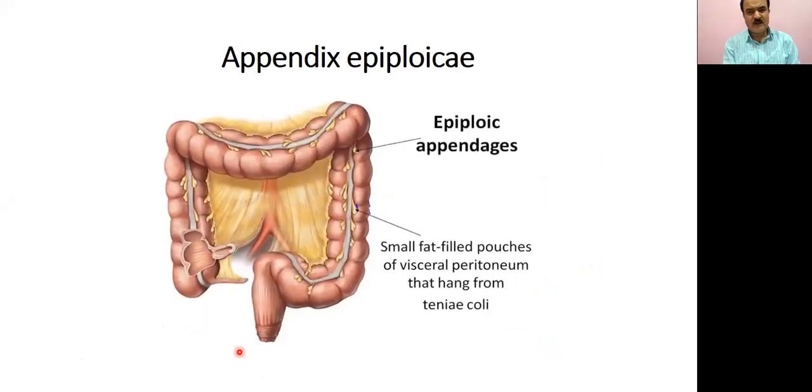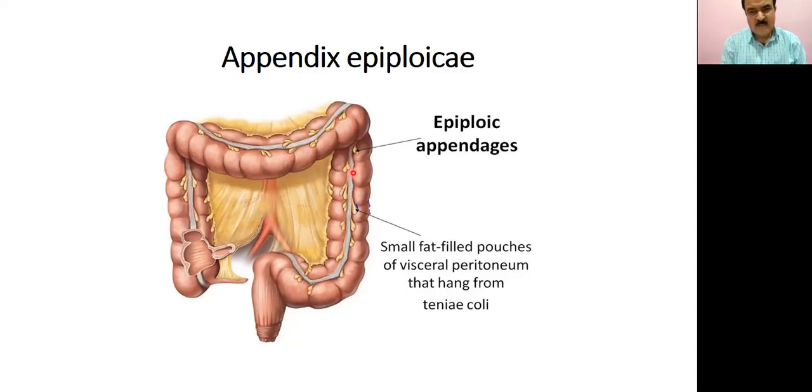Here is what is called appendices epiploicae. Here again you can see well demarcated taenia coli. This is the taenia coli. This band is taenia coli. Again here it is, band taenia coli all around.